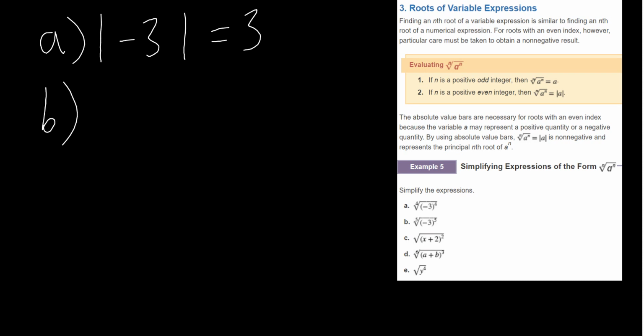Okay. B, we have the fifth root of negative 3. Well, since 5 is an odd number, we're just going to take the base there, which is negative 3.